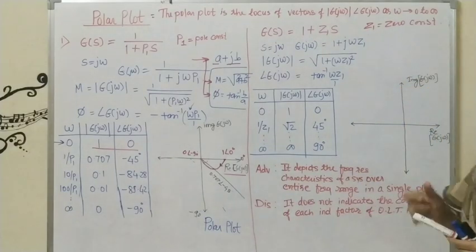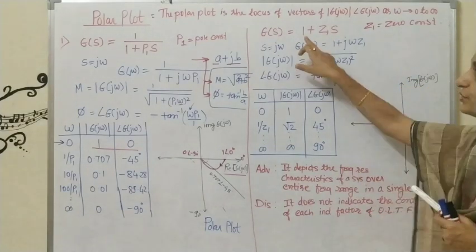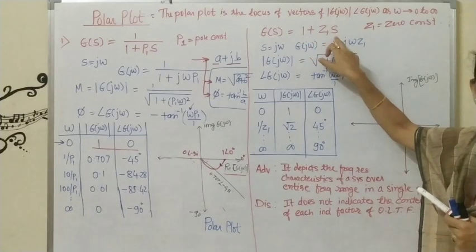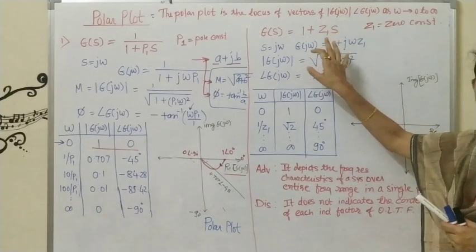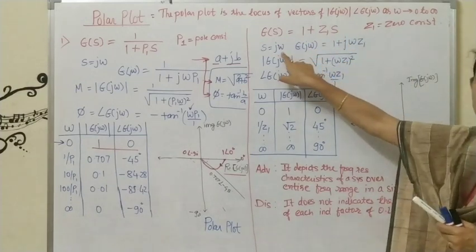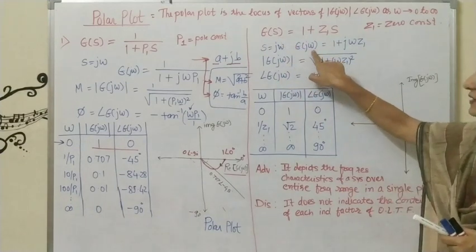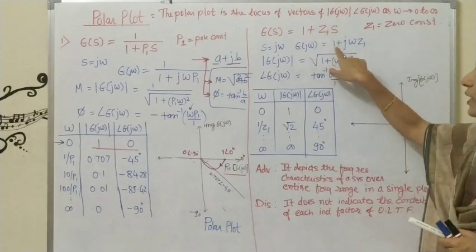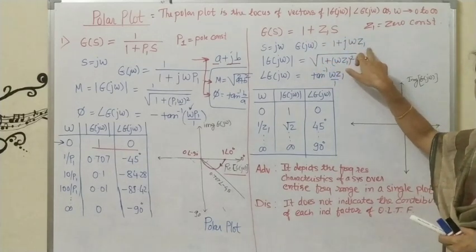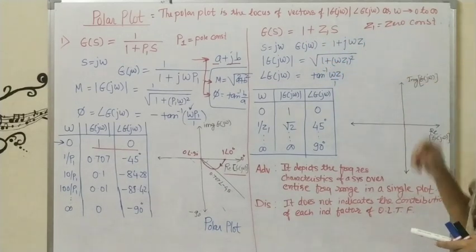The second example I have taken is G(s) = 1 + z1 s. Same thing I will do here: I will substitute s = jω. Look at this, here I have substituted s = jω, and we get 1 + jω z1, where z1 is any zero constant.